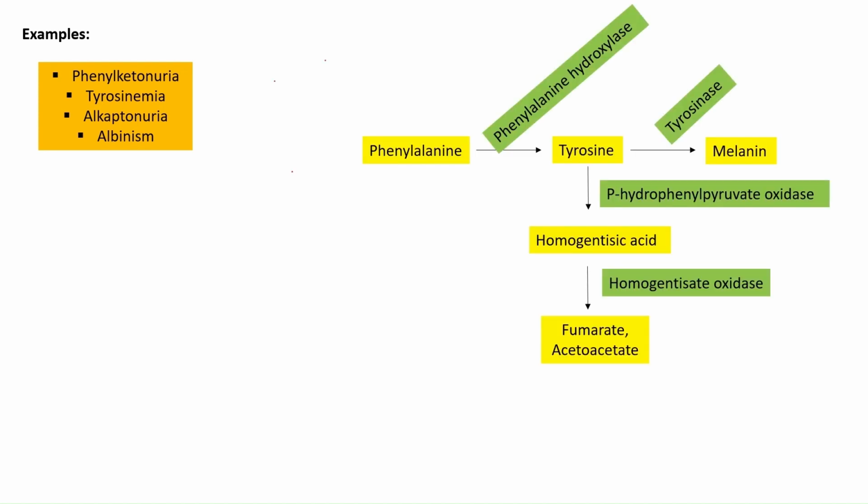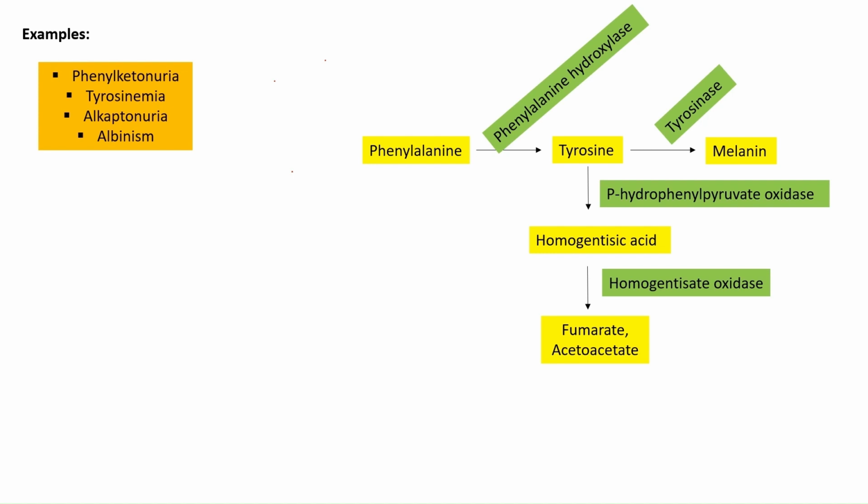Now let's see a few examples of autosomal recessive disorders. The first set of disorders are phenylketonuria, tyrosinemia, alkaptonuria, and albinism. So this is the pathway. Phenylalanine converts into tyrosine with the help of the enzyme phenylalanine hydroxylase, and tyrosine gets converted into melanin with the help of the enzyme tyrosinase. Tyrosine also converts into homogentisic acid with the help of the enzyme hydroxyphenylpyruvate oxidase. Homogentisic acid converts into fumarate and acetoacetate with the help of the enzyme homogentisate oxidase.